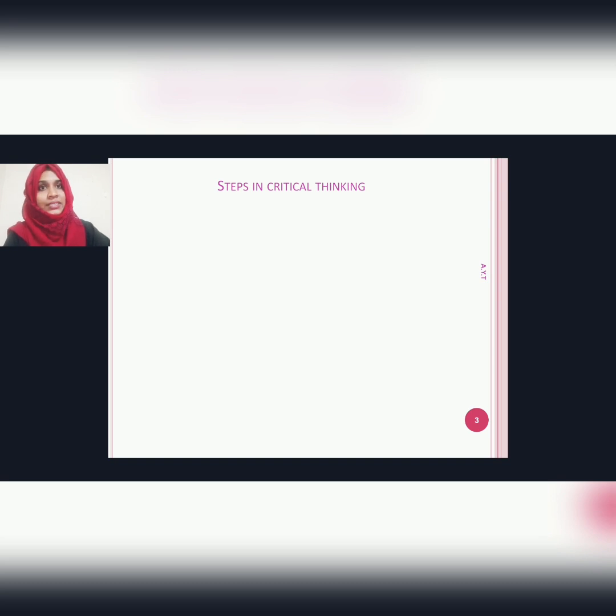Which is the first and foremost step in critical thinking? First of all, identify the topic. How can you identify the topic? For that, you have to read the question. Mainly read the question for the keywords of the question. What are the keywords of the question? For example, I will give you age.